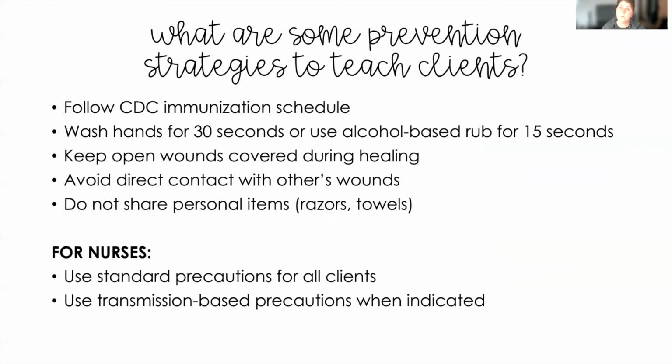Keeping open wounds covered. So we mentioned earlier how tissue integrity is that open portal for pathogens to get into the body. So if we do have a disrupted tissue, then we want to cover that so that pathogens are not able to as easily enter the body. We want to avoid direct contact with other people's wounds, especially if there's any drainage. And then we want to be sure that if we have an infection or we're around someone that has an infection, that we're not sharing personal items such as razors or towels or anything that could spread that infection to other people.